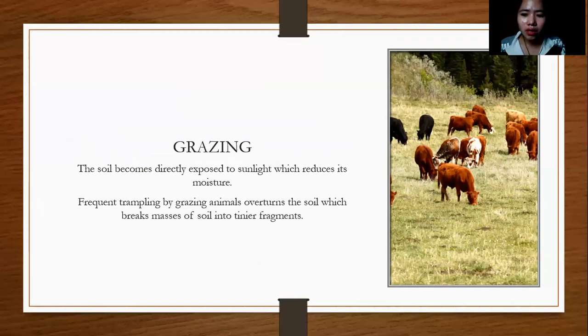Number 2 is grazing. So there are areas here in Jansan that they use for grazing animals like cows, sheep, carabaos, especially animals that eat mostly, or 90% of it, grass. So the soil becomes directly exposed to sunlight which reduces its moisture. So frequent trampling by grazing animals overturns the soil which breaks masses of soil into tinier fragments.